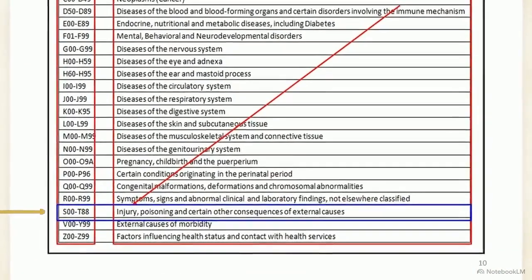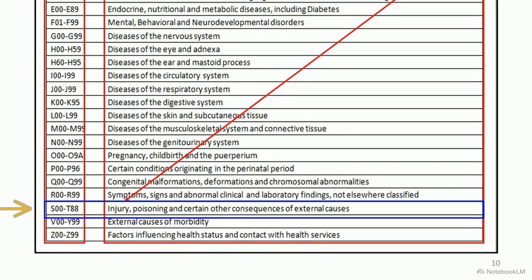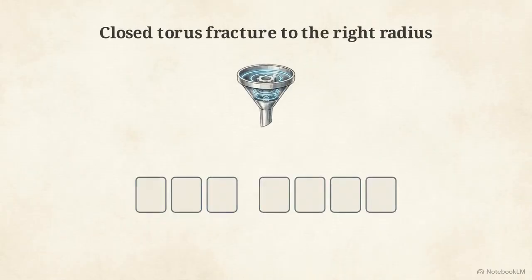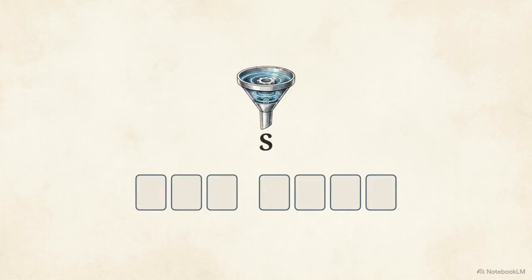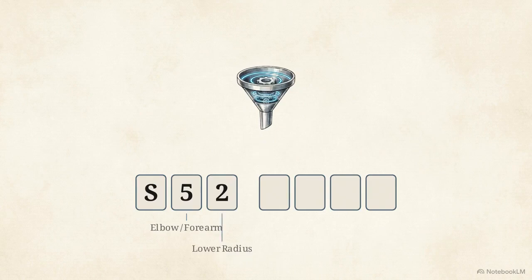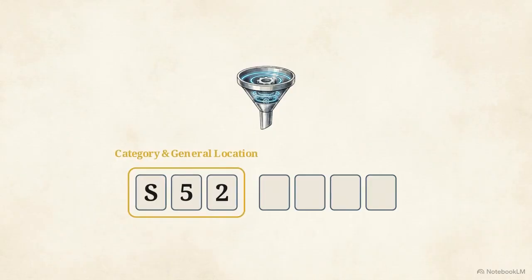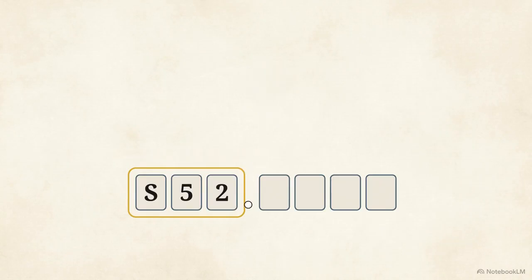Down at the bottom, we find the block labeled S00 through T88, which covers injuries, poisoning, and consequences of external causes. Based on this block, our code starts with the letter S. Next, the subcategory for injuries to the elbow or forearm gives us the number 5. Moving further down the forearm to the lower end of the radius bone provides the number 2. At this point, the broad category and general bodily location are mapped, satisfying the first block of the syntax. We now insert our mandatory period delimiter to cap off the category before proceeding to the granular details.